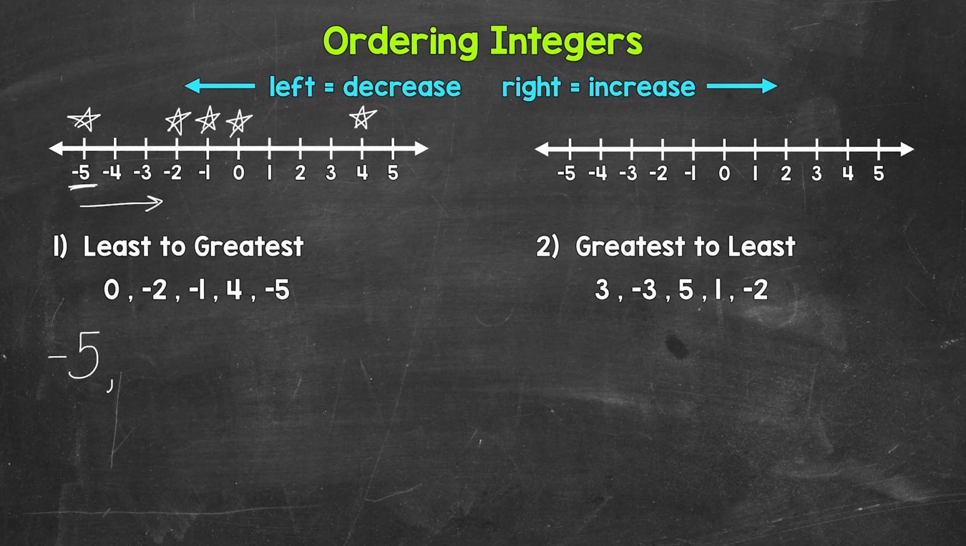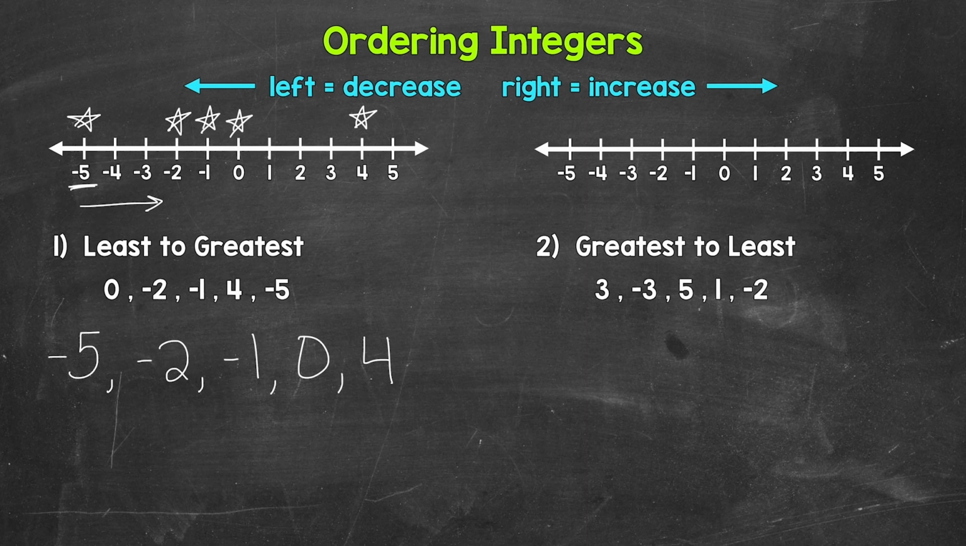All we need to do is work our way right. We increase in value as we go right, so we're working our way from least to greatest. So next is going to be -2, then -1, then 0, and then lastly, the greatest, 4. And now we are in order from least to greatest. We're done. So -5, -2, -1, 0, and 4.